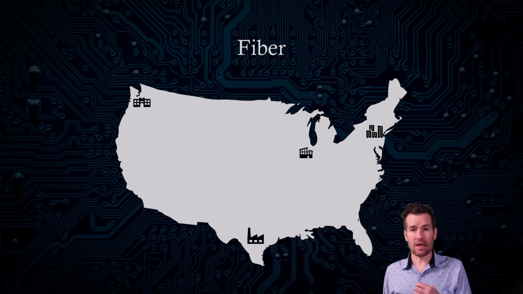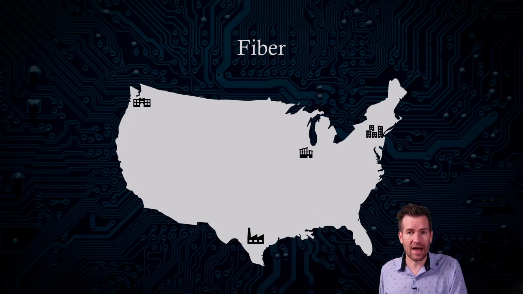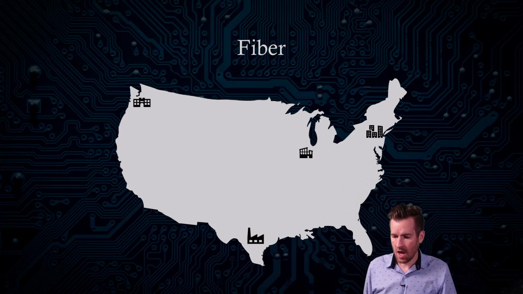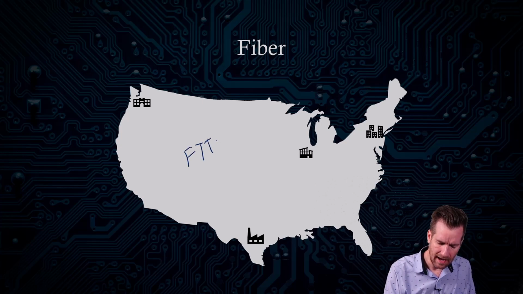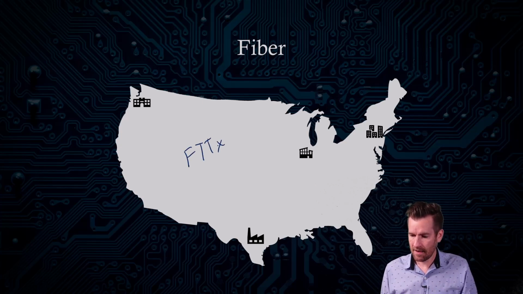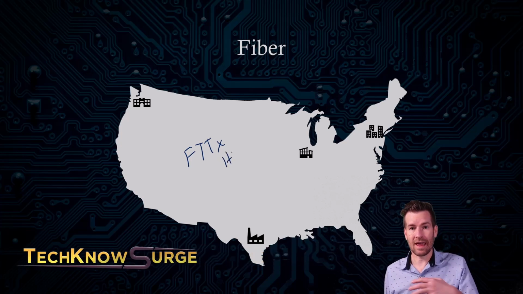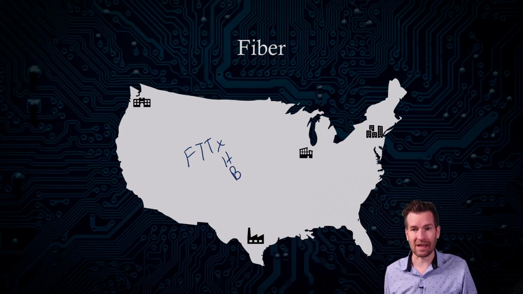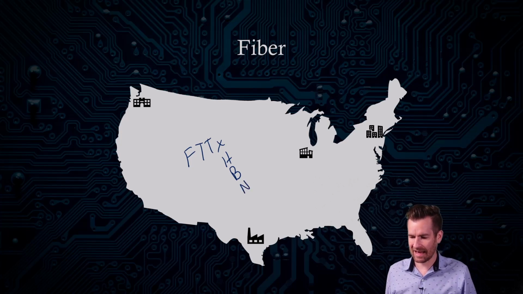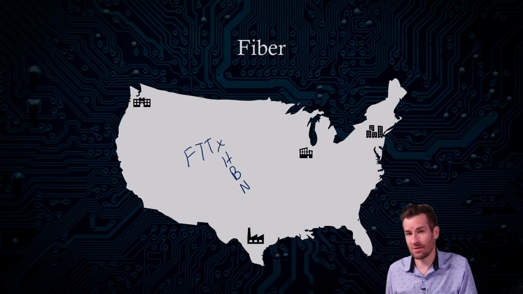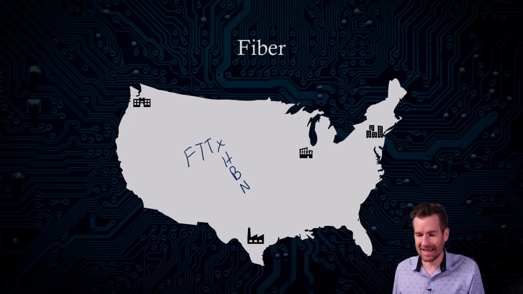Now, fiber could be something that you have installed and you actually own the fiber, or it could be something where you use a service provider and they lease you lines. Some of the terminology you should be familiar with is fiber to the something. For instance, fiber to the home, FTTH, or fiber to the building, FTTB, or fiber to the neighborhood or fiber to the node, FTTN. So there are different terminologies, and it's just where is it ending up?